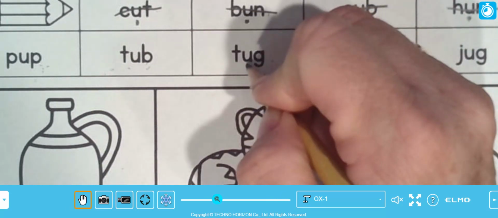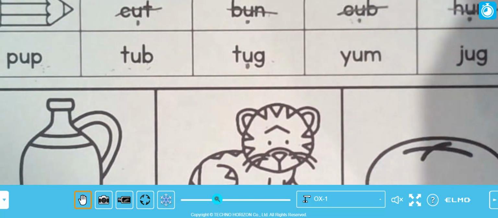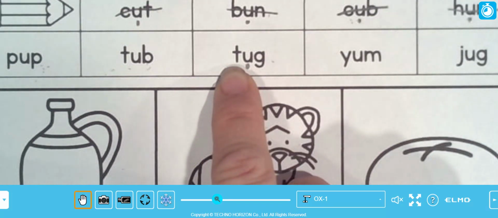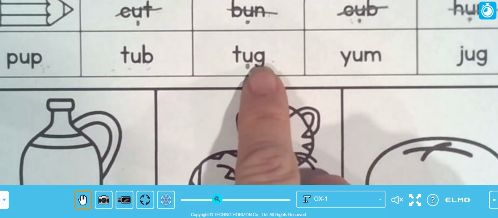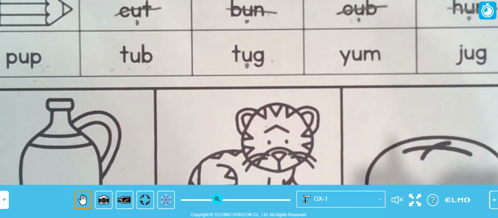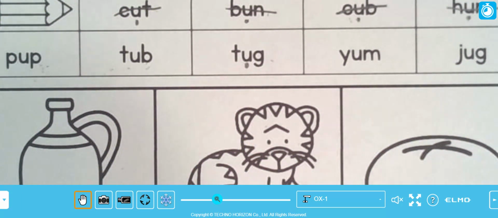Okay? That U has a sound. What sound does it make? So let's read it. Ready? Begin. G. What's the word? Tug, right? It's the word tug, or to pull, right? To tug at something is to pull something.